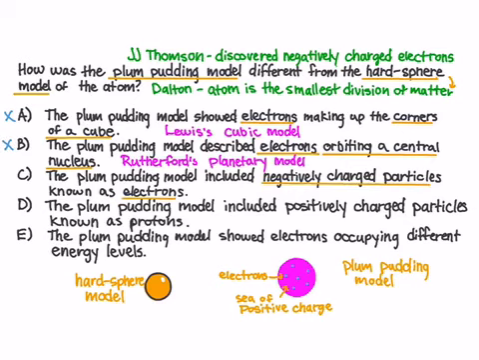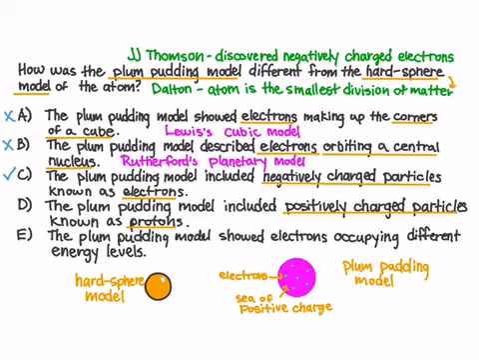The next answer choice says that the Plum pudding model included negatively charged particles known as electrons. This answer choice sounds like it's exactly what we're looking for. The Plum pudding model is different from the hard sphere model because it includes these negatively charged electrons. But let's go ahead and take a look at our other answer choices, just so we know why they're incorrect.